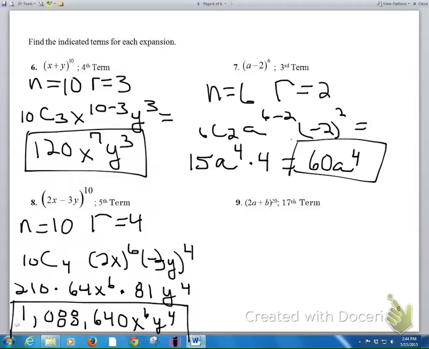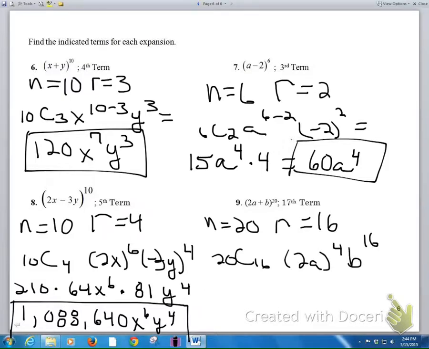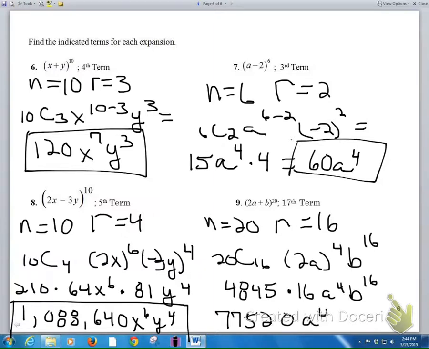Okay? All right. 17th term. That means r is 16. So 20C16, 2a to the 4th, b to the 16th. So 20C16 is 4845. 2 to the 4th is 16, and then you multiply that. Again, pause the video if this is going too fast.